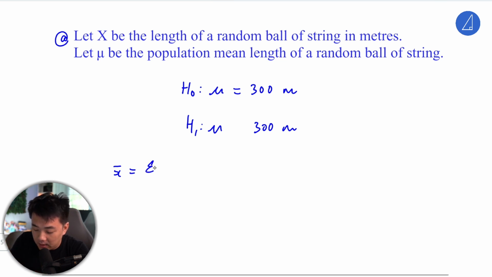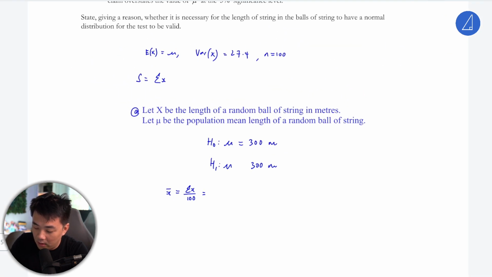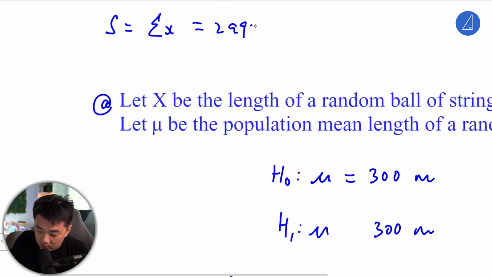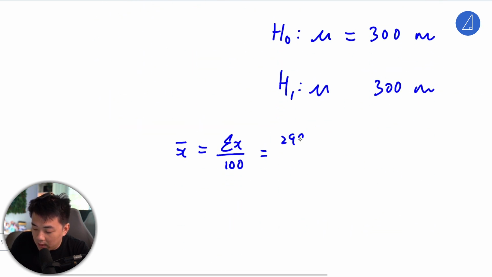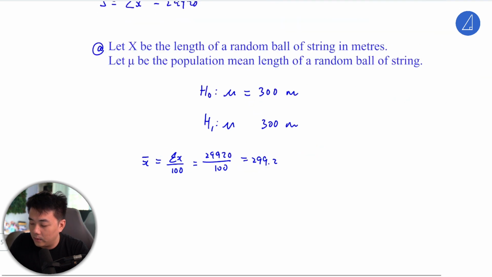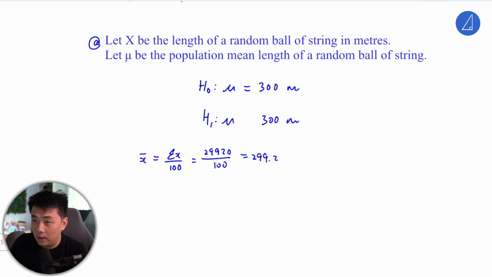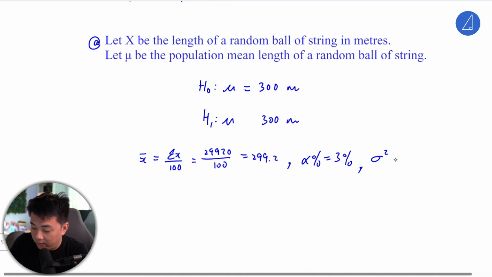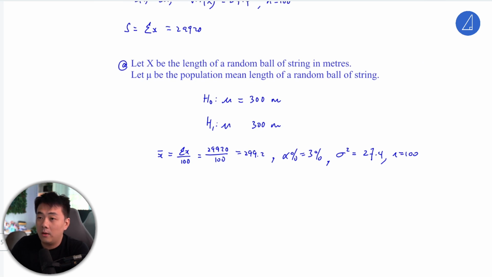So what we need is the summation of x over 100, which in this case is just s over 100. We are given that s is 29920, divided by 100, that will be 299.2. Then alpha is 3%. Then sigma squared, which is the variance, is 27.4 and n is 100. Okay, that's what we need. All right, so just set up.